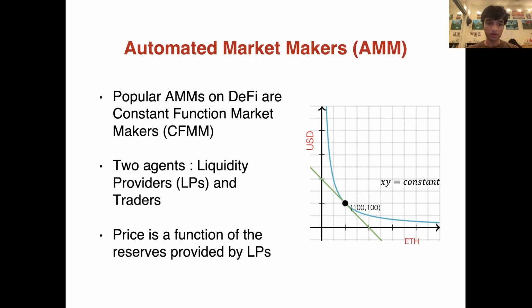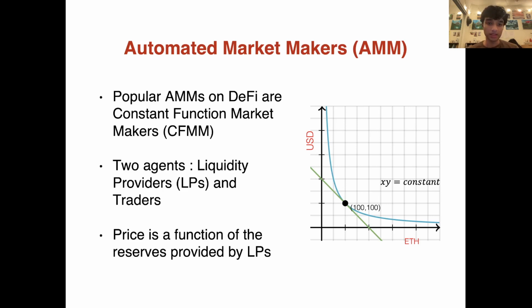Our current work concerns the use of automated market makers on DeFi. Currently, the form that AMMs take in DeFi is the constant function market maker. They are basically a smart contract interacting with two agents, liquidity providers and traders. The liquidity providers provide liquidity to satisfy the buy and sell trades that traders come up with.